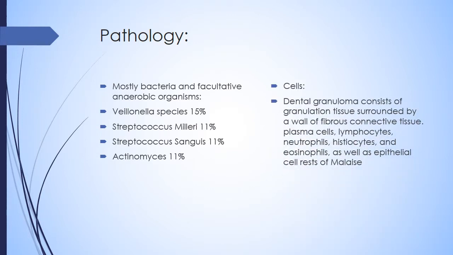Also, we find cells. Dental granuloma consists of granulation tissue which is surrounded by a wall of fibrous connective tissue. Plasma cells, lymphocytes, neutrophils, histiocytes, and eosinophils are found, as well as epithelial cell rests of Malassez.